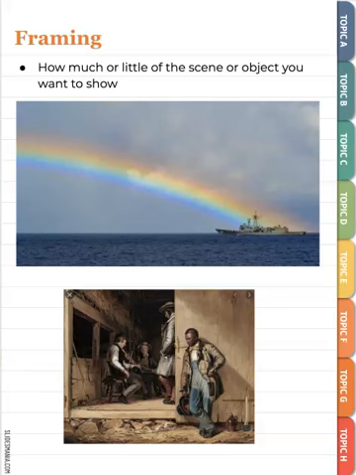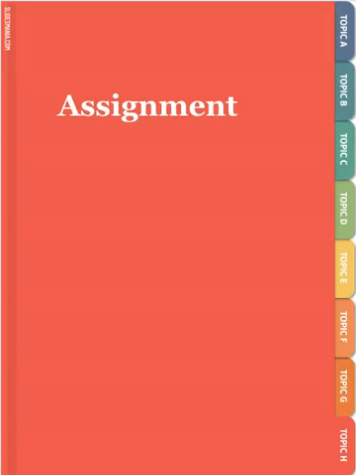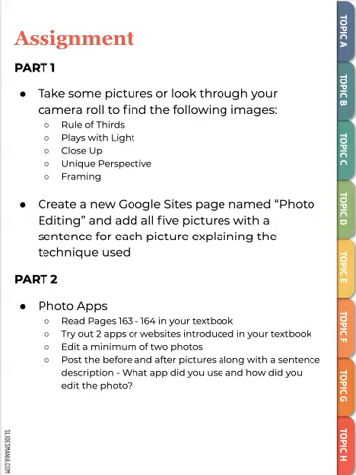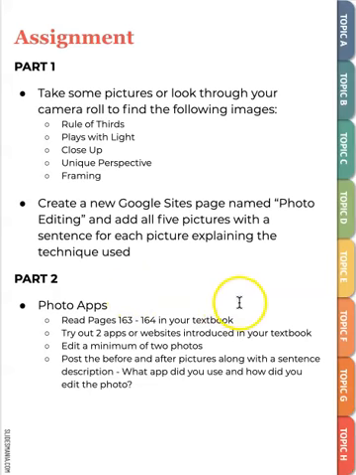You do have a short assignment dealing with pictures. There's 2 parts to the assignment. Part 1 is to take some pictures or look through your camera roll to find the following images. You need to find 5 images that deal with the rule of thirds, playing with light, close-up, unique perspective, and framing. And then once you find those pictures or take those pictures, you're going to create a new Google Sites page named Photo Editing, and you're going to add all 5 pictures with a sentence for each picture explaining the technique you used.